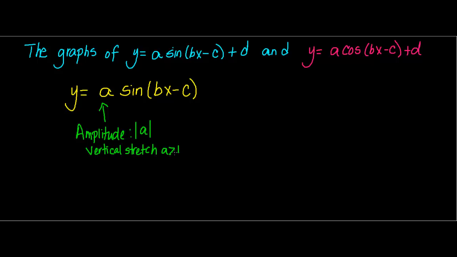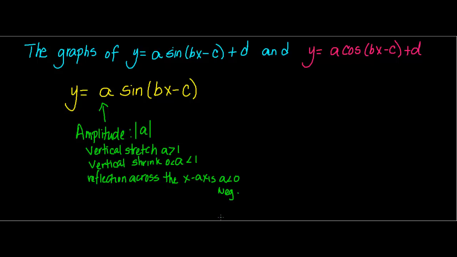If A is greater than 1, you'll see a vertical stretch. If A is less than 1 but greater than 0, that's when you have a fraction, but it's a positive number, you'll see a vertical shrink. And you will have a reflection across the x-axis when A is less than 0 or a negative number. And I will demonstrate that to you later on.